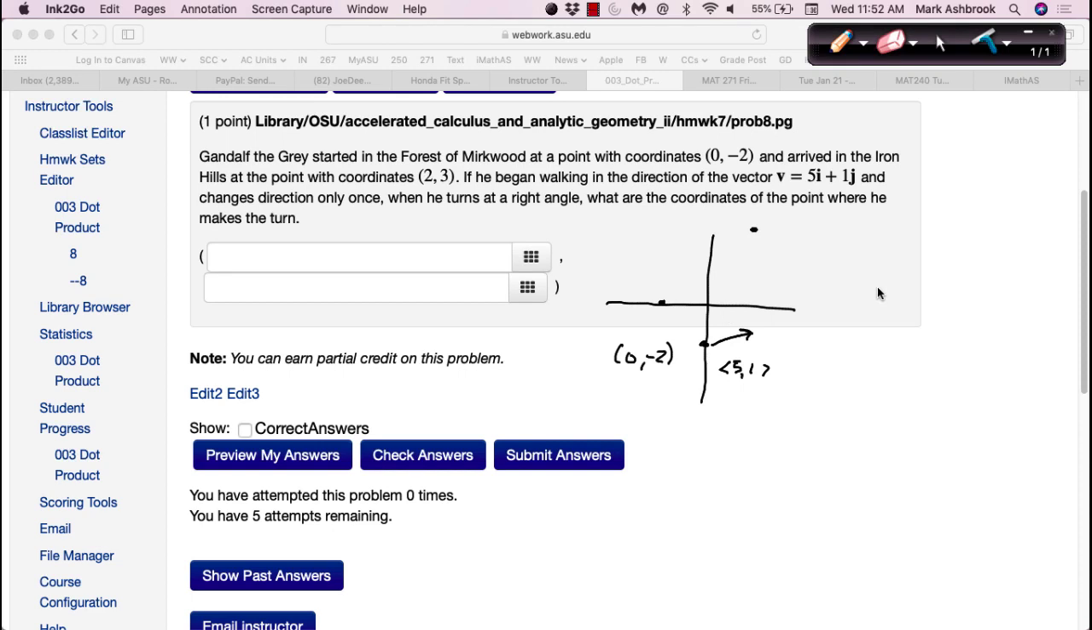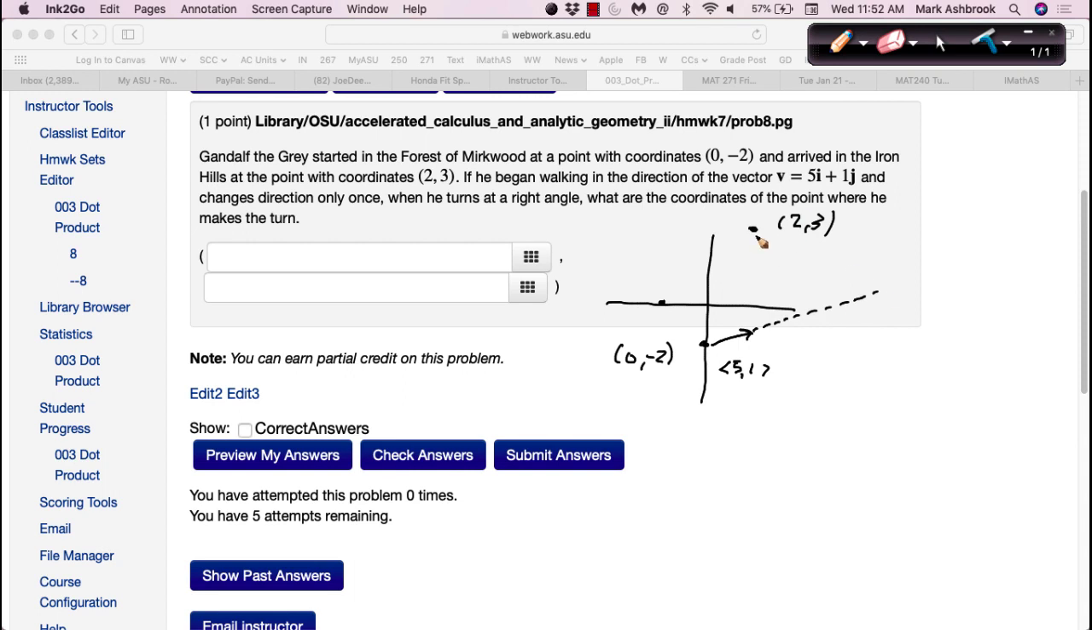Okay, he starts walking at (0, -2) in the direction of (5, 1). That's that vector there. He ends up at point (2, 3). And then the question is, at what point did he make the turn?